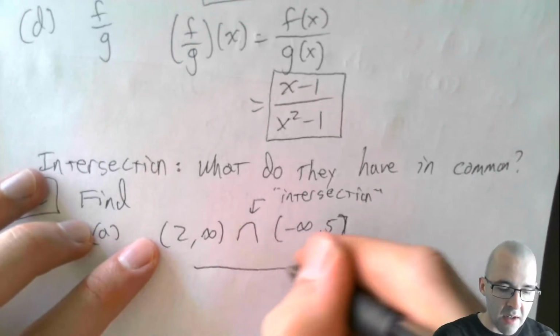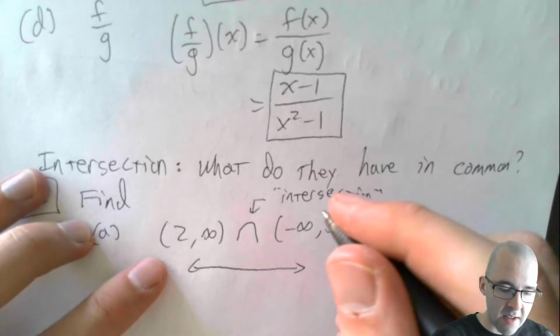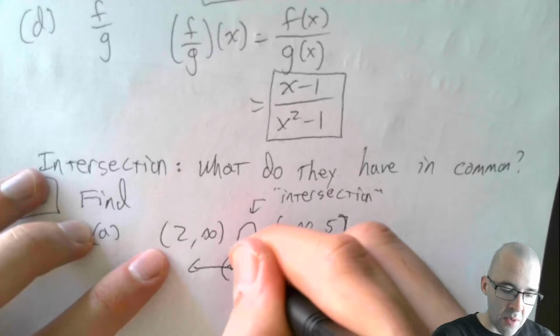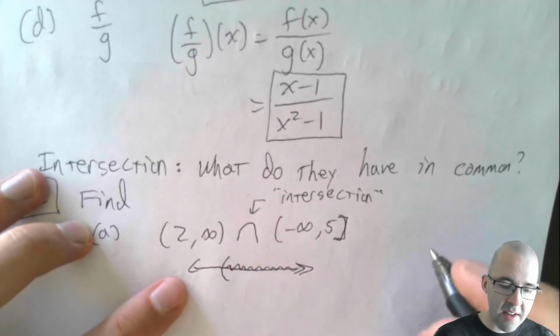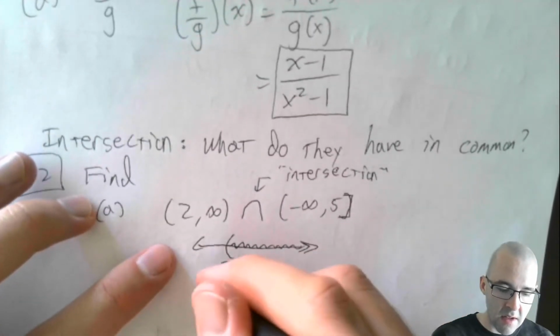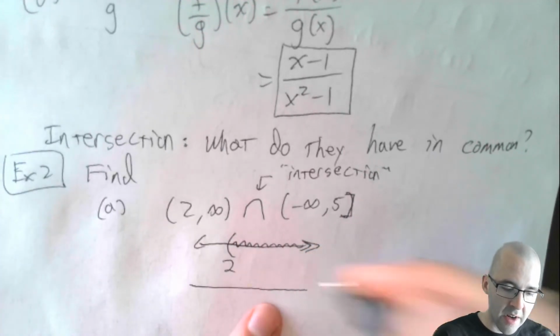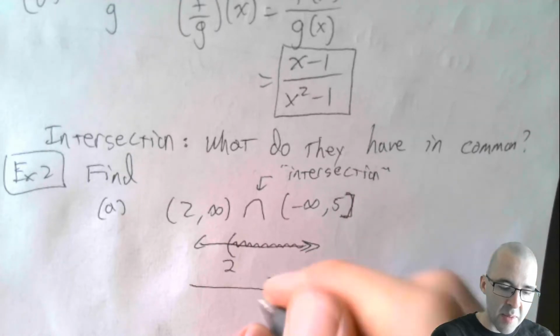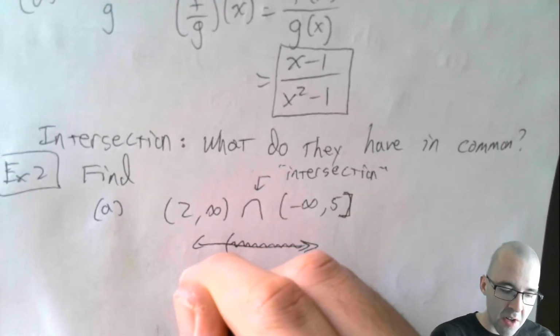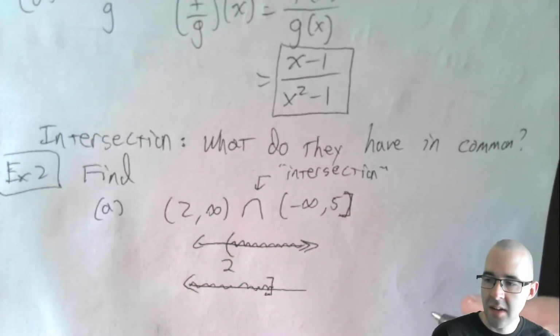Okay, so I have a number line over here, and let's say we have something 2 to infinity. Looks like that. Then we have another number line, 5. 5 is bigger than 2, so let's write it over here. 5 is the biggest this second one can be. Goes all the way off to negative infinity.